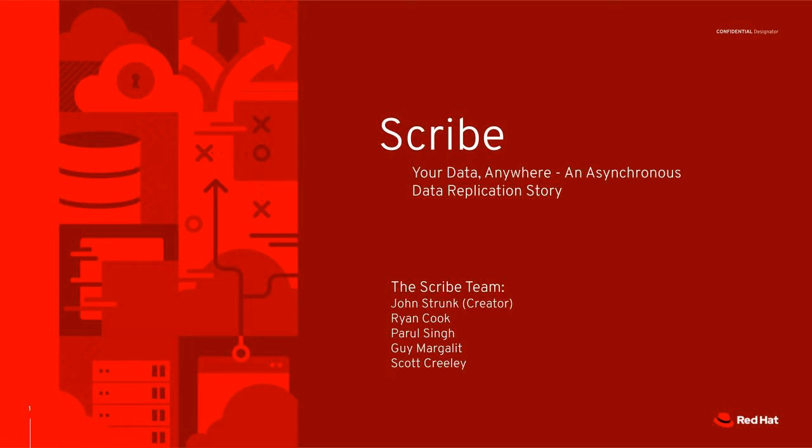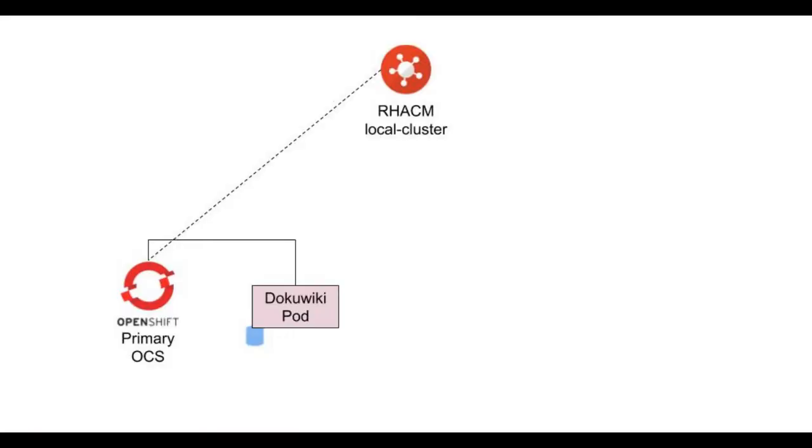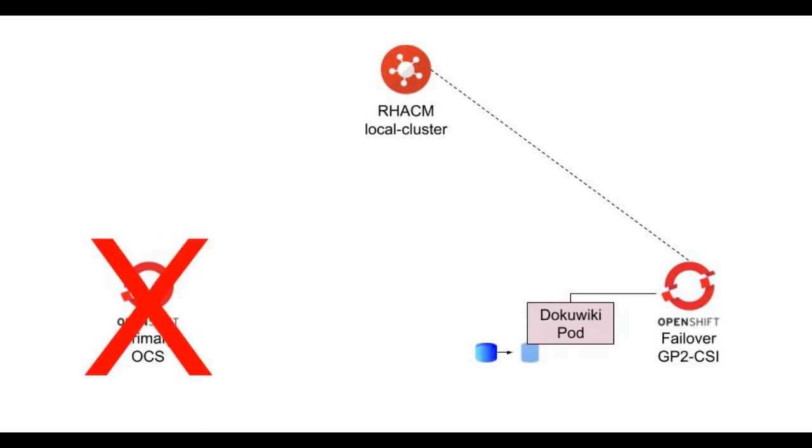This video is going to demonstrate using ACM for failover and Scribe for data replication. Starting out, you will see we have one cluster managed by ACM. We will add a second cluster which will also be managed by ACM. Then we will configure Scribe to replicate the data, and finally we will fail the primary cluster.